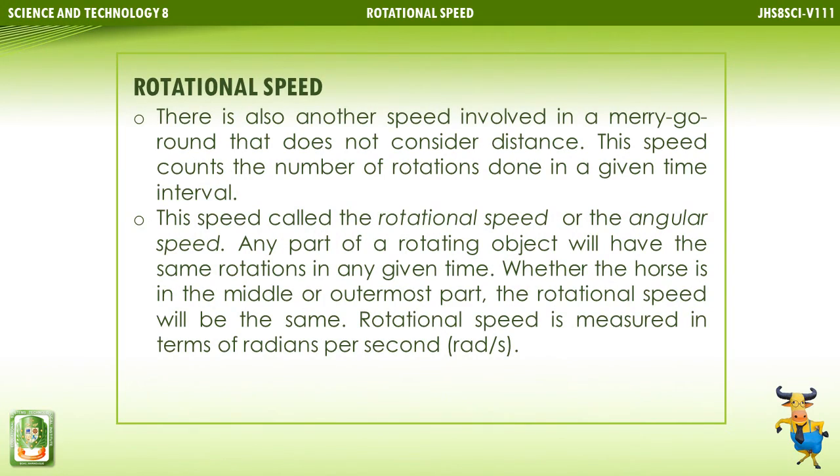Rotational speed. There is also another speed involved in a merry-go-round that does not consider distance. This speed counts the number of rotations done in a given time interval. This speed is called the rotational speed or the angular speed. Any part of a rotating object will have the same rotations in any given time. Whether the horse is in the middle or outermost part, the rotational speed will be the same. Rotational speed is measured in terms of radians per second.